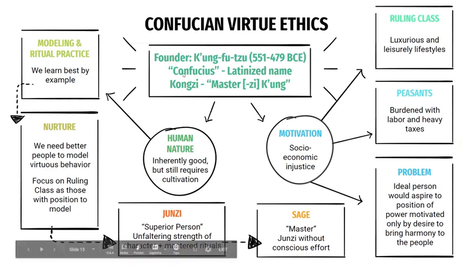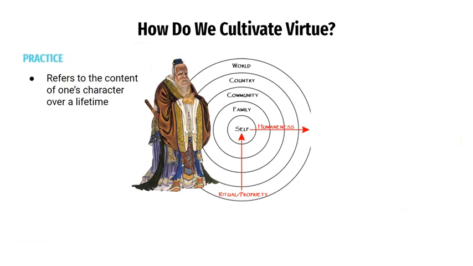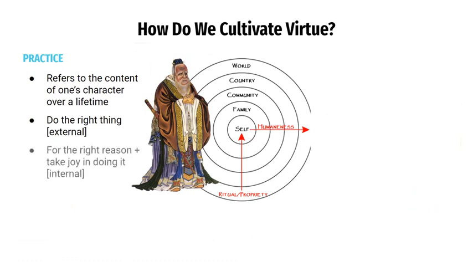So notice the similarities between Confucian virtue ethics and Aristotelian. There's a lot of really interesting overlap and important differences. Of course, Confucius is, again, much more focused on responding to the contemporary problems of his socioeconomic circumstances than Aristotle, but nonetheless, a lot of interesting overlap. So how do we cultivate virtue according to Confucius? Very similar. Practice refers to the content of one's character over a lifetime, and do the right thing for the right reason and take joy in doing it.